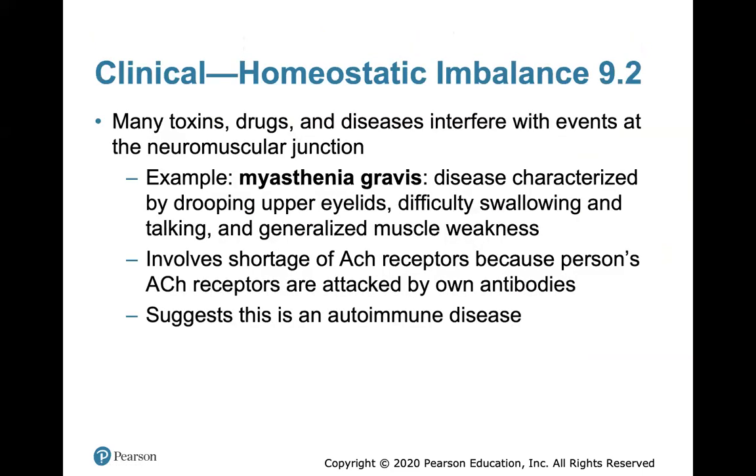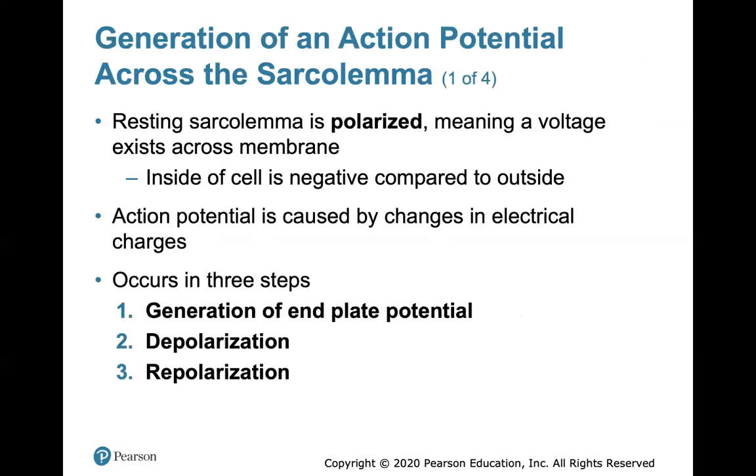Many toxins, drugs and diseases will interfere with events at this neuromuscular junction. For example, myasthenia gravis is a disease characterized by drooping upper eyelids, difficulty swallowing and talking, and generalized muscle weakness. It involves a shortage of acetylcholine receptors because the person's acetylcholine receptors are attacked by its own antibodies, so this suggests that it's an autoimmune disease. If you don't have acetylcholine receptors, those muscle fibers will never get stimulated.